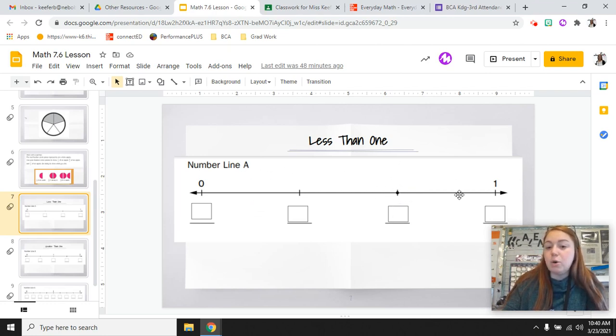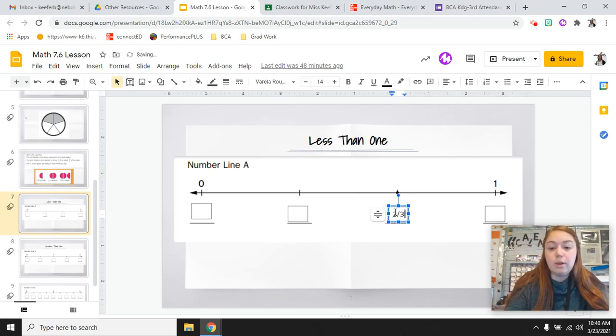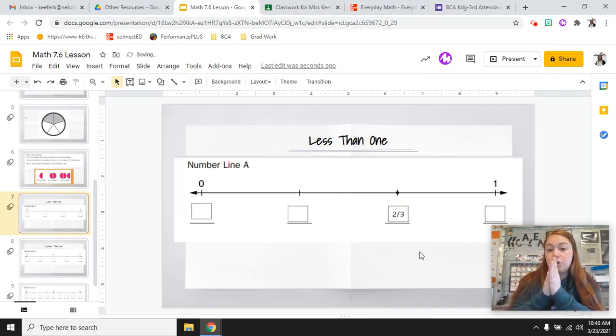So if there's 3 total pieces, but we only have this one and this one, so 1, 2, our numerator would be 2, our denominator would be 3, because it would be 2/3. That's 2/3. So knowing that that point is 2/3, that can now help us fill in the rest of the points that are on our number line, okay? So from here, we have 0 to this point is 0 to 2/3.